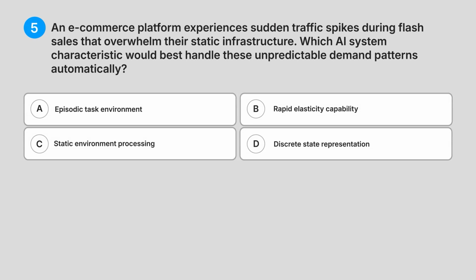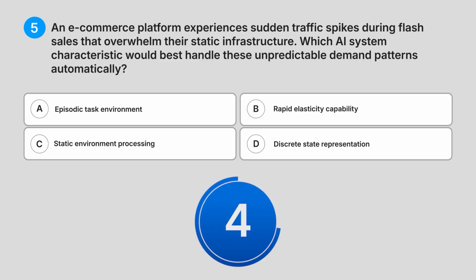5. An e-commerce platform experiences sudden traffic spikes during flash sales that overwhelm their static infrastructure. Which AI system characteristic would best handle these unpredictable demand patterns automatically? A. Episodic task environment. B. Rapid elasticity capability. C. Static environment processing. D. Discrete state representation. Can you guess the answer?